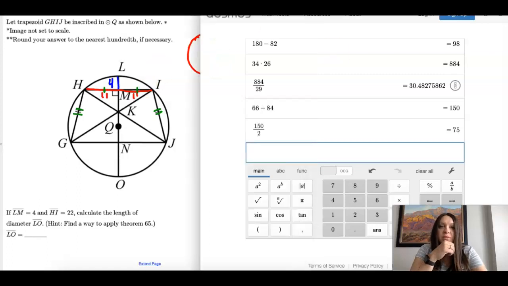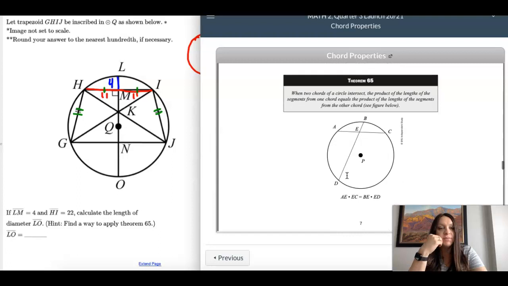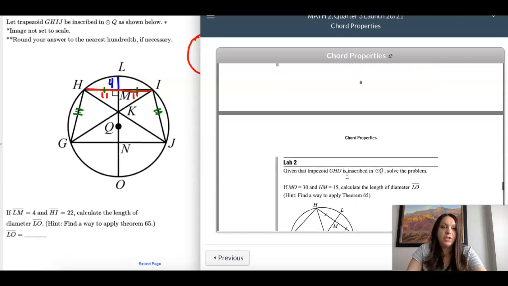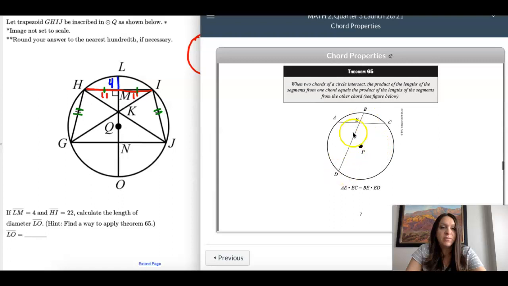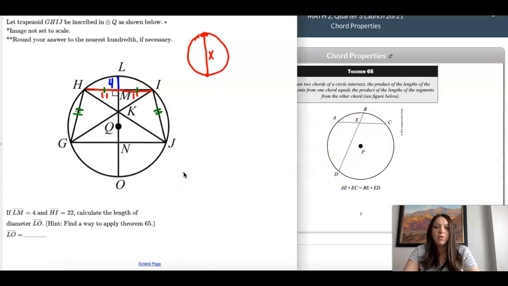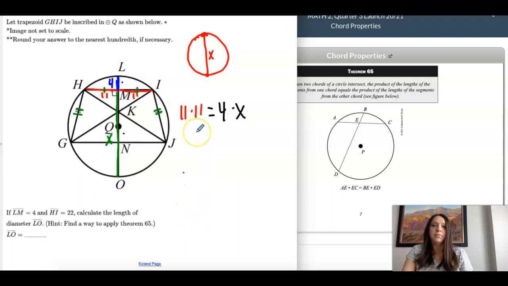And then we're going to use that theorem 65, which I went past, where we multiply the chords. So right here, the chords intersecting are the diameter. Well, it's actually this 4, and then this unknown, which we're going to call x, and then the 11 and 11. So the two chords there are 11 and 11 equals the two chords here are 4 and x. So 11 times 11 is 121.